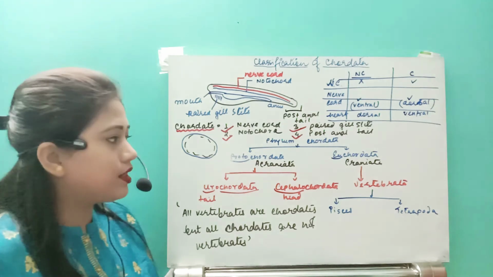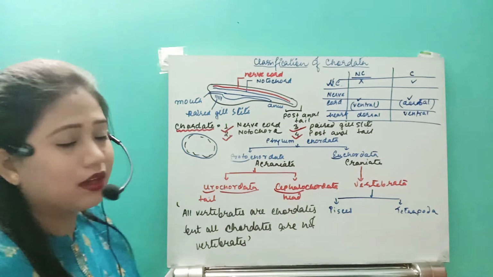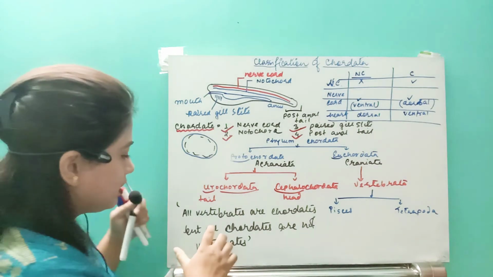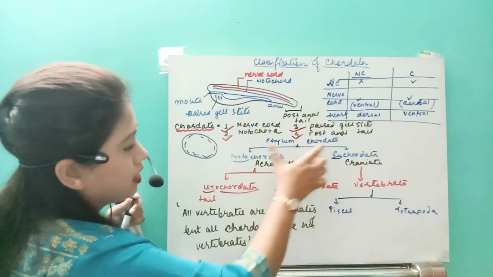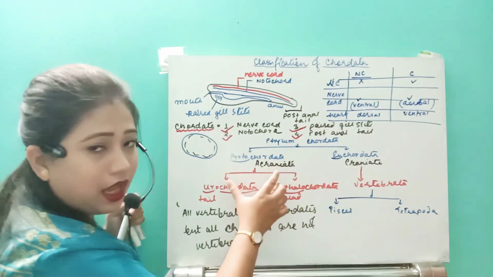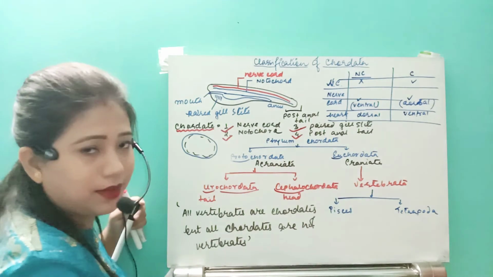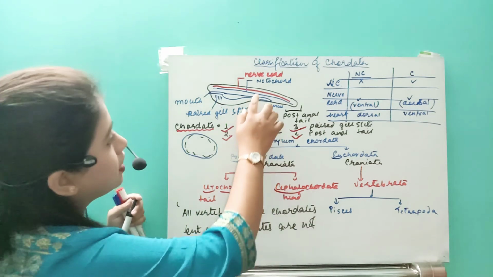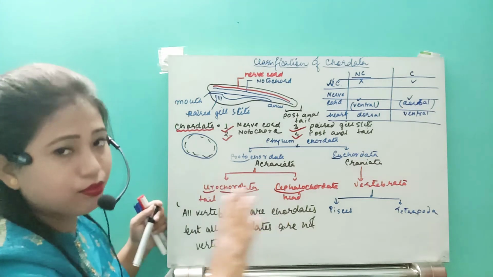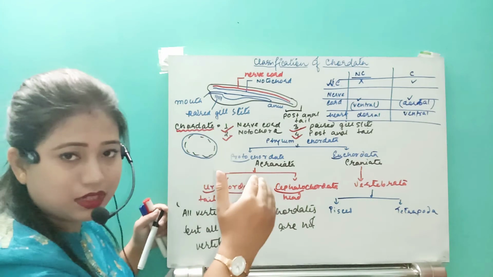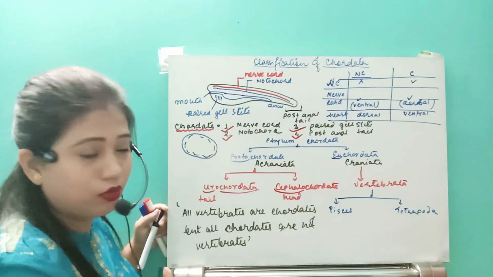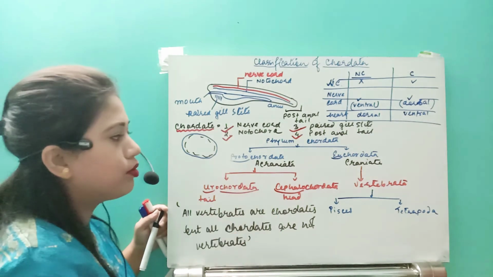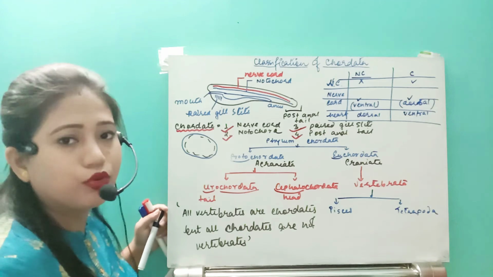So what is that? If you see the classification of the phylum Chordata, we have 2 divisions. What are they? Protochordata and Euchordata. Under the Protochordata we have Urochordata and Cephalochordata, which have the nerve cord and notochord separately present. Nerve cord is present above and notochord is present below. So these are grouped under the primitive chordates, also called protochordates.